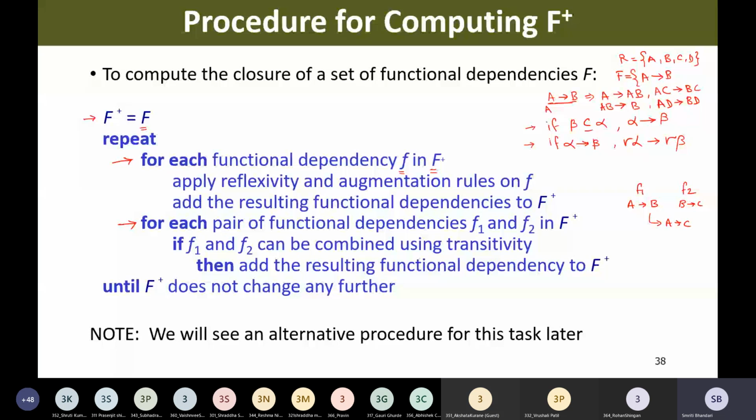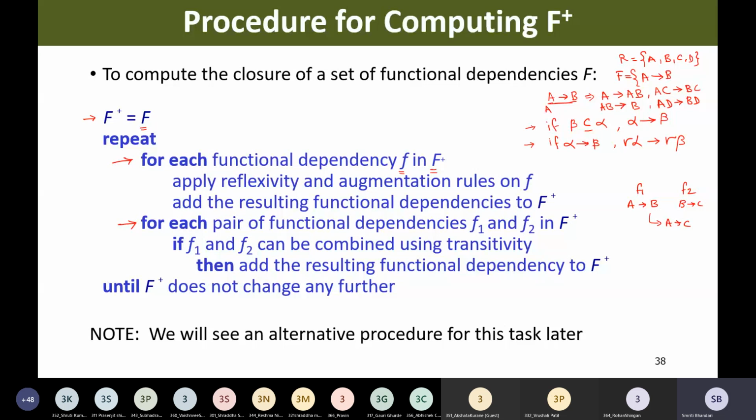This is a formal way of computing F plus by making use of Armstrong's axioms. We have one more alternative procedure to compute F plus, which we are going to talk about later. But this is the first procedure that we may make use of for computing our F plus. Now, we know what Armstrong's axioms are, and we know how to compute this F plus.